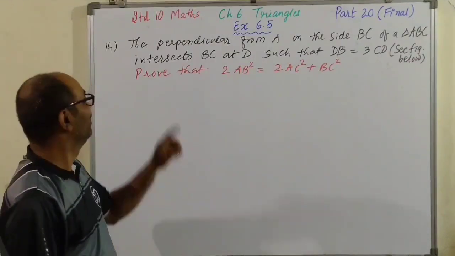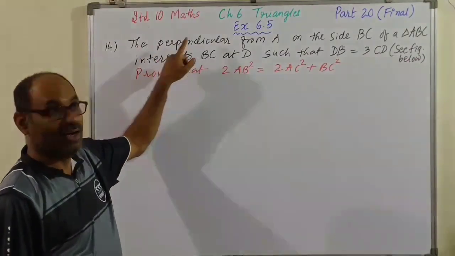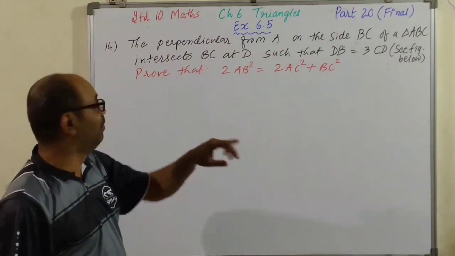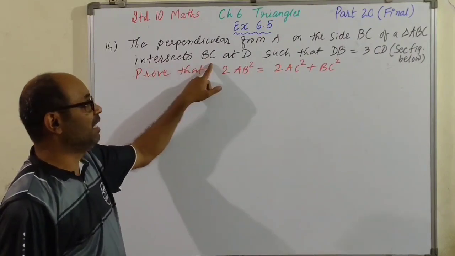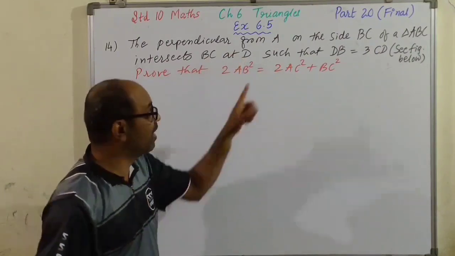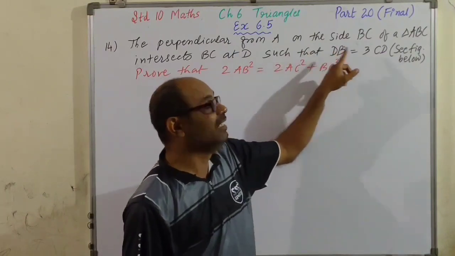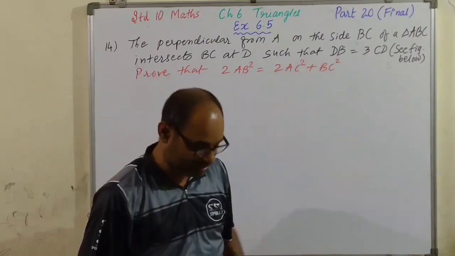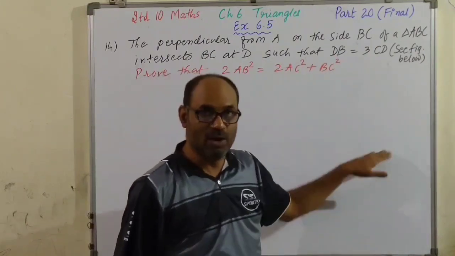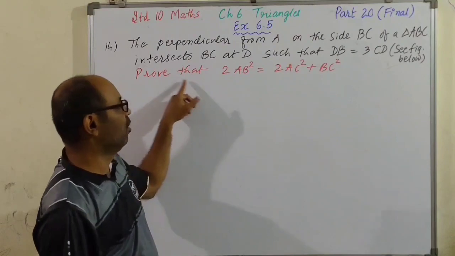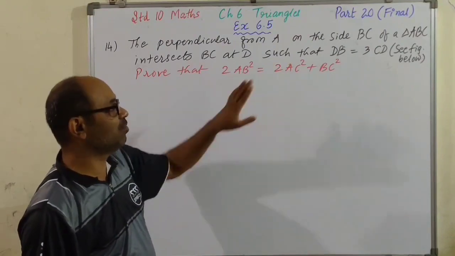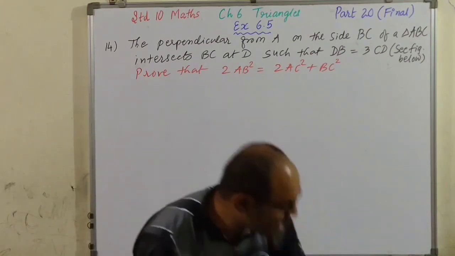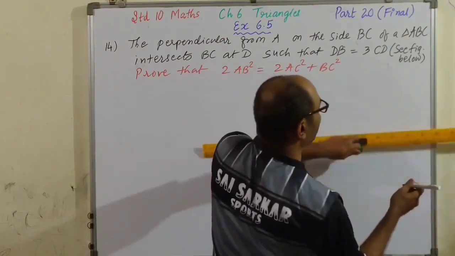There is the 14th one. The perpendicular from A on side BC of triangle ABC intersects BC at point D. Very important, such that DB is equal to 3 times CD. One extra condition is there. See the figure below. I'll draw the figure. Prove that 2 times AB square is equal to 2 times AC square plus BC square. The figure is somewhat like this, children.